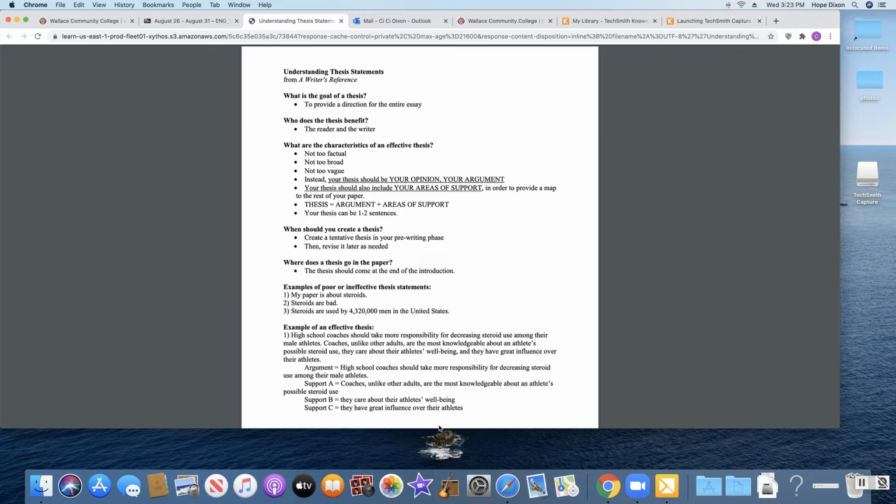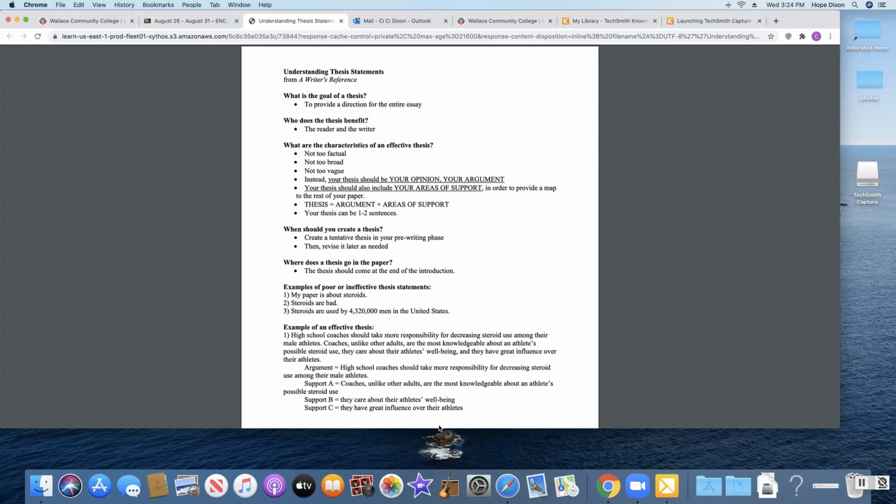High school coaches should take more responsibility for decreasing steroid use among their male athletes. Now, that is a good, specific thesis statement. High school coaches should take more responsibility for decreasing steroid use among their male athletes. So it's a very specific claim that someone is making about steroids. So now we have a specific argument.